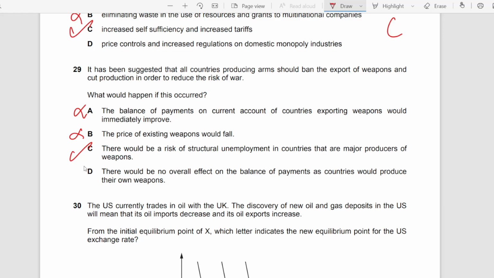What would they produce them for? So they will go jobless, and this will cause structural unemployment. There would be no overall effect on the balance of payments for countries who produce their own weapons. No, of course there will be an effect on the balance of payments because their exports are going down. So the correct answer is C, guys.